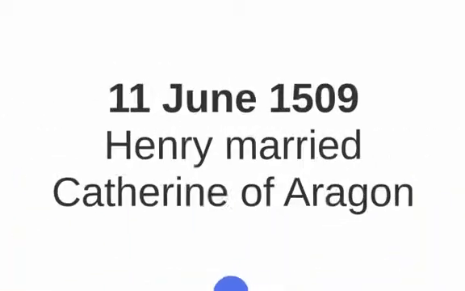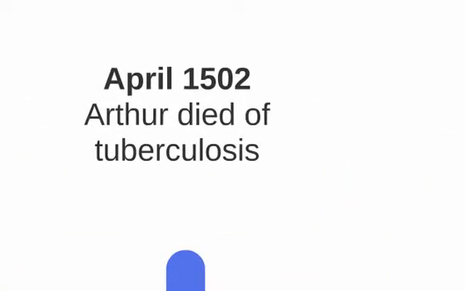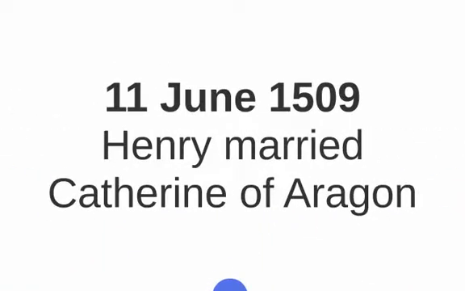The next date of significance is quite a jump forward. Another 7 years pass before Henry marries Catherine of Aragon. Okay, so let's just go back. Arthur dies of tuberculosis, 7 years pass, a marriage is suggested, and finally Henry marries Catherine of Aragon in 1509, 11th of June 1509.